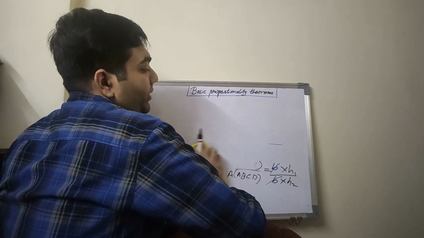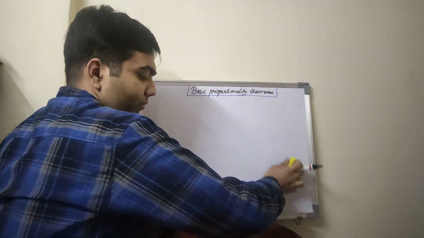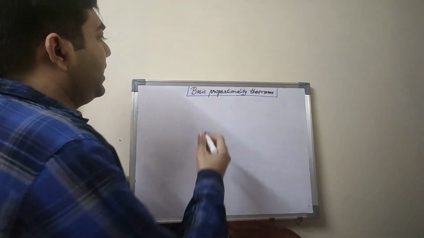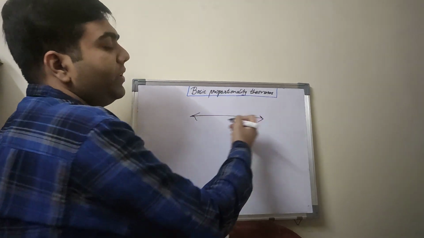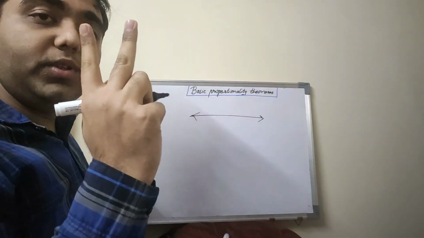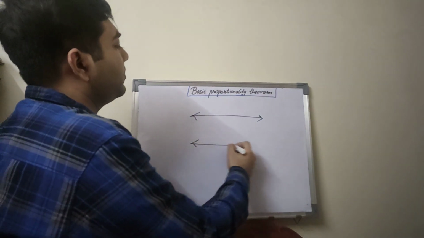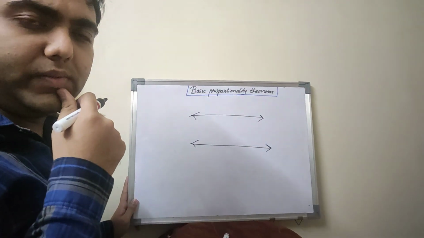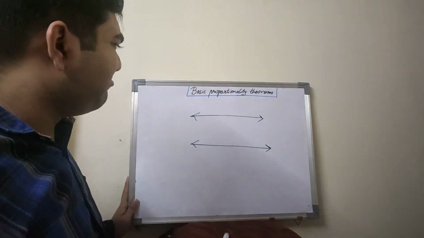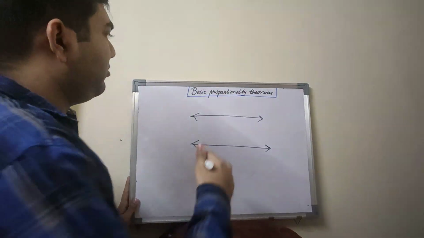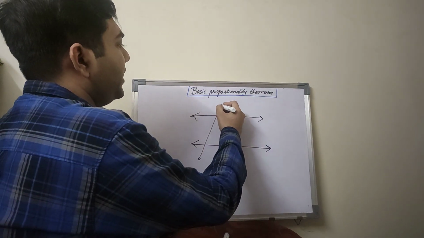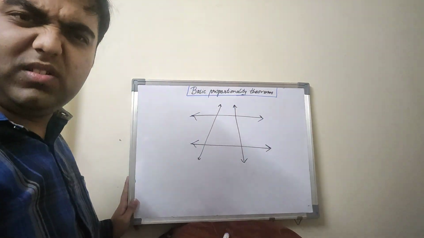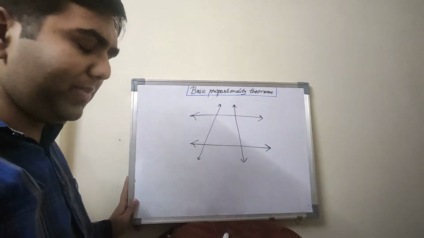I can always find such two triangles with common base and common height, and you can always find such a case in between two parallel lines. How can I get them? How can I construct triangles? First, if you have two parallel lines, let's just make some transversals. I'll make two transversals. What are transversals? Lines cutting parallel lines, simply.